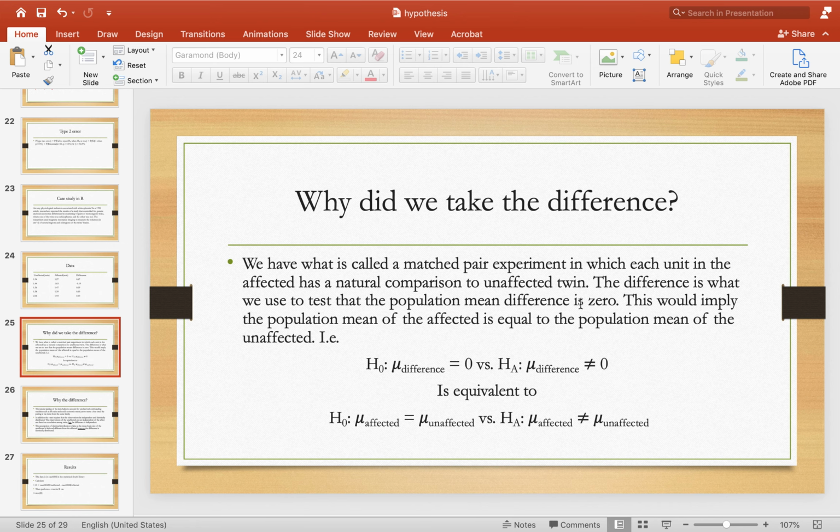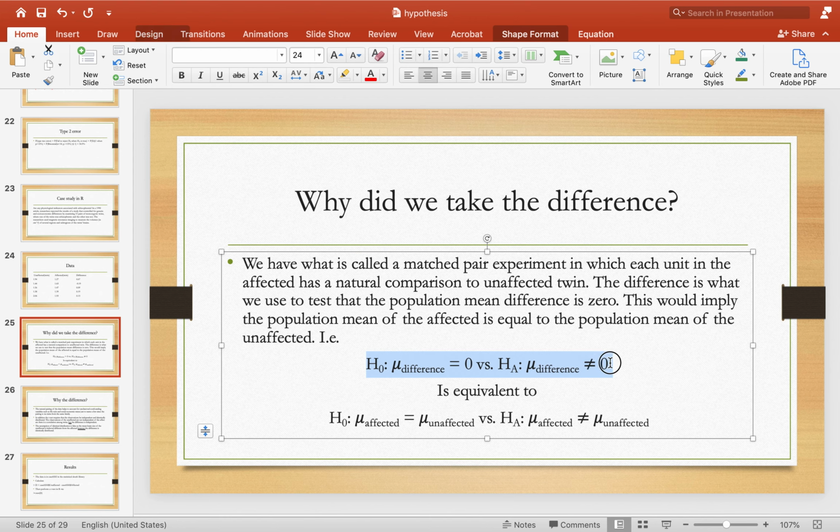If the mean difference is 0, that would mean the population mean brain size of the unaffected, non-schizophrenic, is equal to the population mean brain size of the affected, the schizophrenic. So here's the math. This test of hypothesis is what we're performing. We're calculating the difference and taking the sample mean. And what it's really doing is equivalent to comparing the two population means.